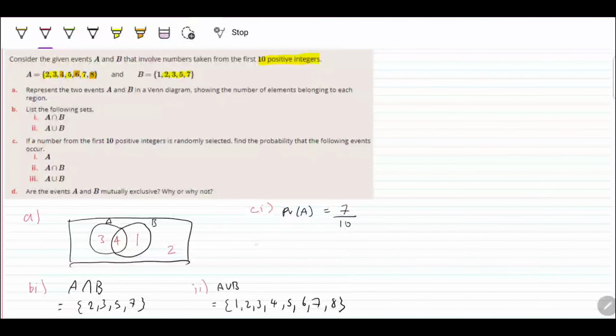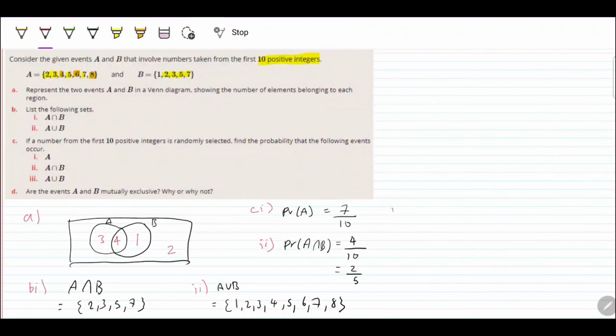In CII, we are given the probability of A intersect B. So this will be 4 elements over 10, because we have 4 in the middle in the intersection. And you can simplify that to 2 over 5.